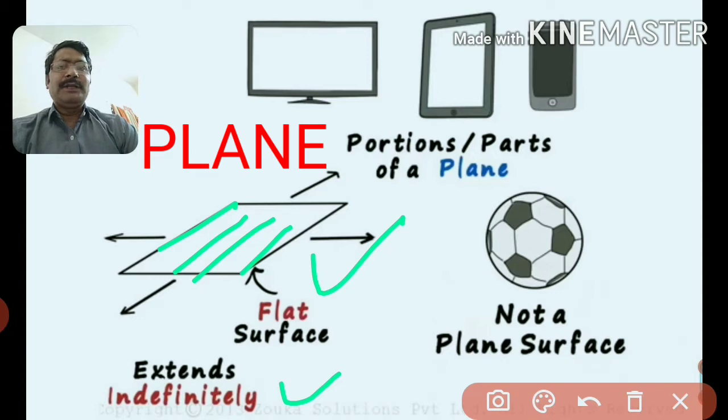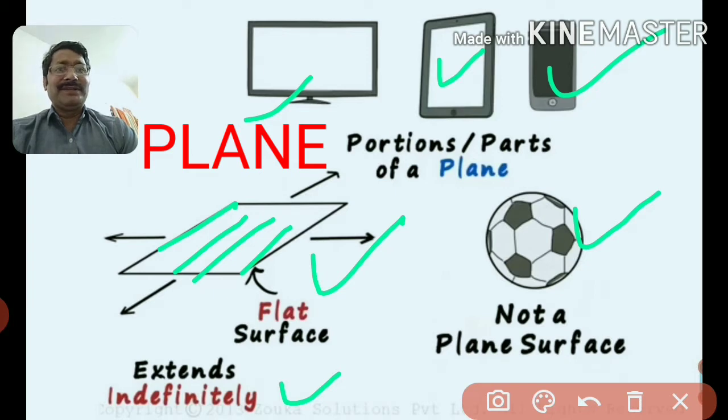Okay. Look here, this LED screen is also a plane. This tablet screen is also a plane. Mobile screen is also a plane. So you can understand this plane. Okay. Now here this is a football, and a football is not a plane surface. So look at the three examples I have given you for the plane surface, and this is what a plane is. I think you understand this.